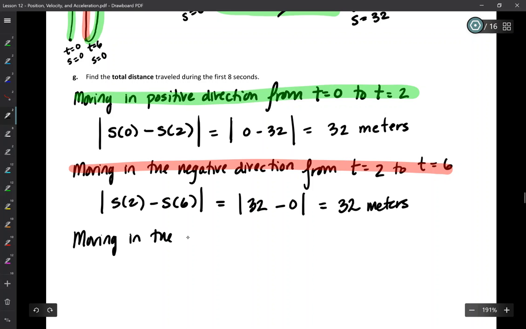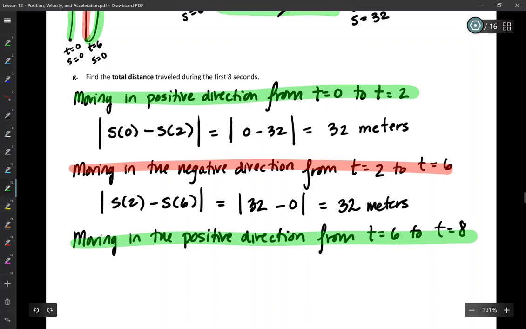Moving in the positive direction from t equals 6 seconds to t equals 8 seconds. The position at 6 seconds minus the position at 8 seconds in absolute value is 0 minus 32. It's 32 meters.